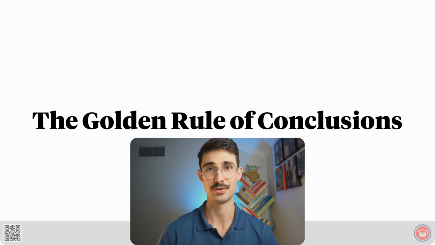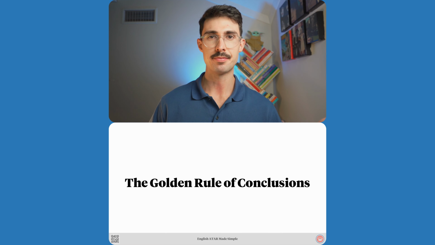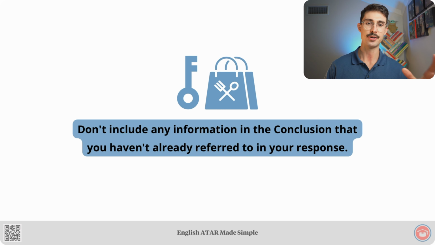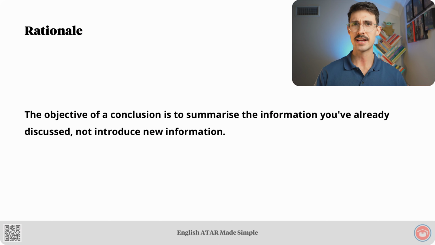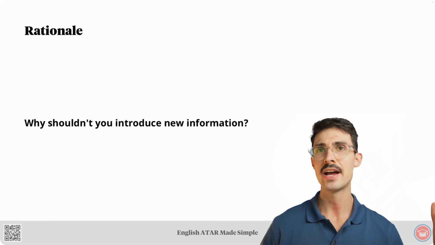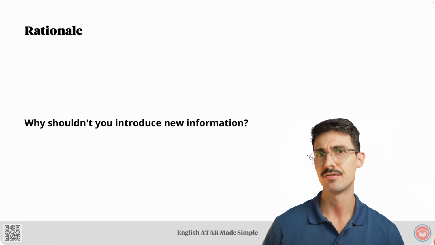That section is the golden rule of conclusions. I'm just going to get straight to the point here and say it. Don't include any information in the conclusion that you have not already referred to in your response. Breaking this rule is a big no-no. But why? In short, the objective of a conclusion is to summarize the information you've already discussed, not introduce new information. Why shouldn't you introduce new information? Basically, it's confusing. Here's an example to illustrate why it's confusing.